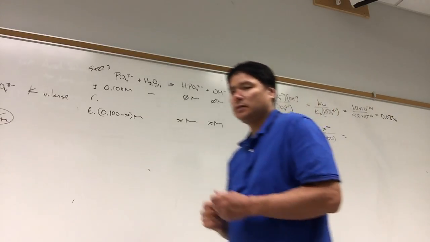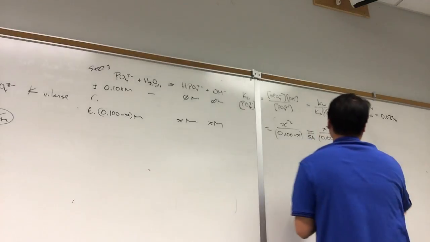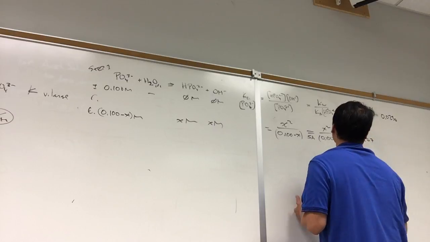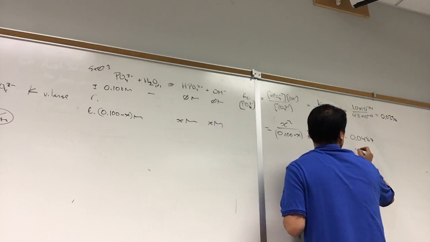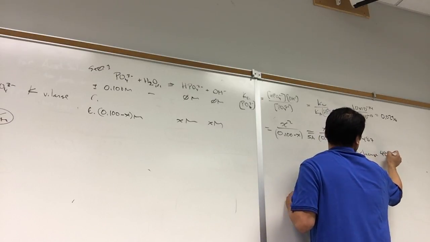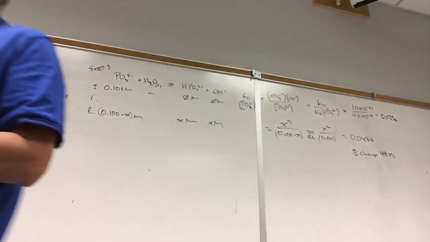Which gives us what? So I have 0.0238 times 0.1. Try not to forget that. Then we'll take the square root of that answer. Square root of that answer. Just 0.0487. Which gives us a percent change of what? 4.87. 48.7.